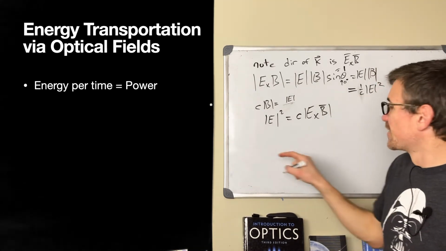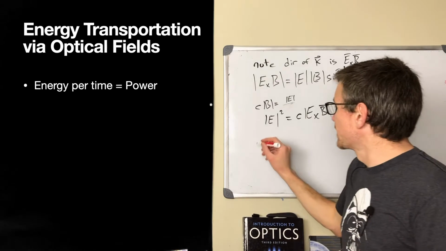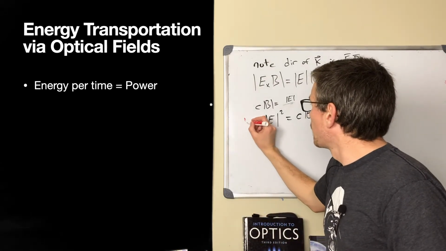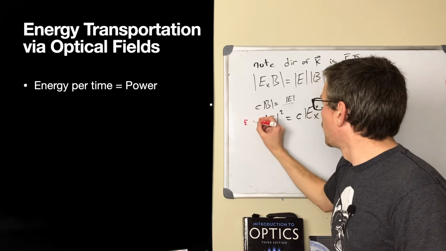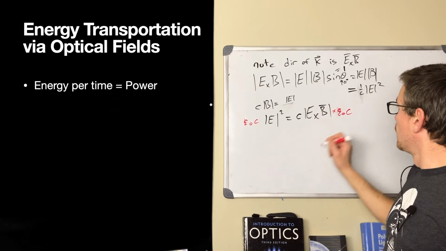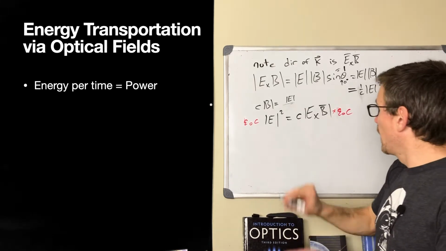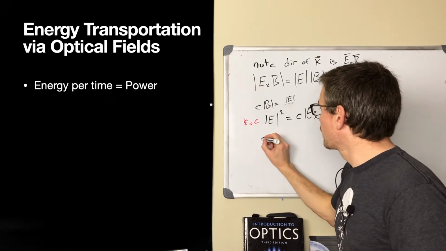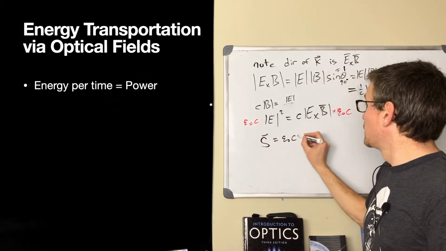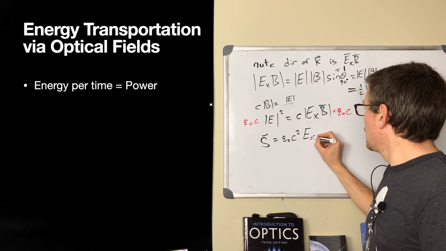All right, so let's do one last thing here for these mental gymnastics. So it seems a bit convoluted, but it will give us a very nice result. We're going to multiply both sides by epsilon naught times c, epsilon naught c. And we have this vector here is epsilon naught times c squared now, E cross B.